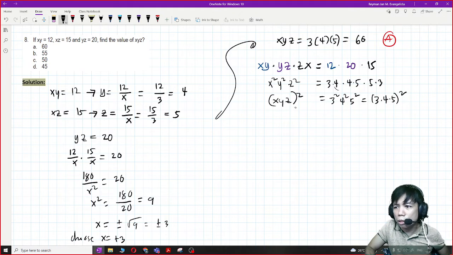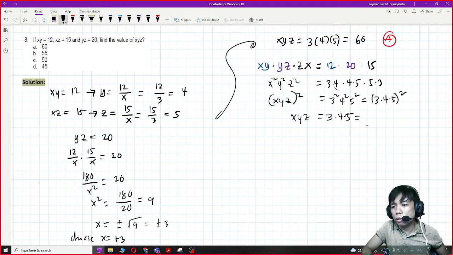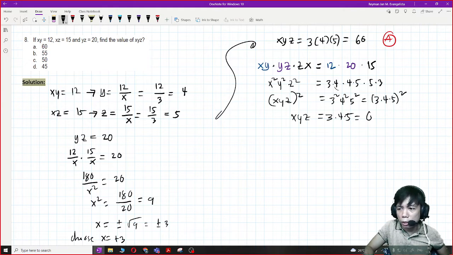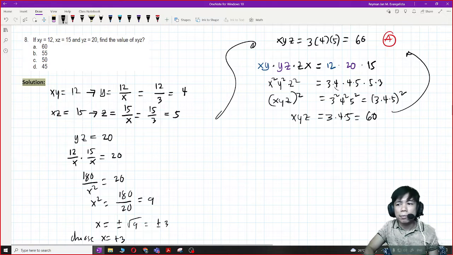So what's inside, guys, is the 3, 4, 5. That means xyz is equal to 3 times 4 times 5. So you don't need to get the values of x, y, and z. 3 times 4 times 5 is 60, obviously. Letter A.